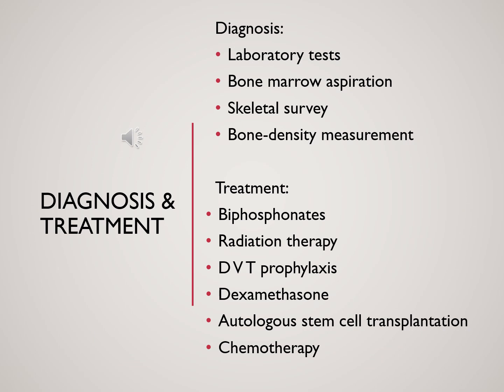So our diagnosis and treatment is, again, very similar to what we've seen before with the other cancers. They need lab tests. We need to look at the bone marrow, look at the skeleton. This one, we're going to do some bone density measurements. Our treatment: biphosphonates, radiation, DVT prophylaxis, dexamethasone, which is a steroid, stem cell transplant, and some chemotherapy.